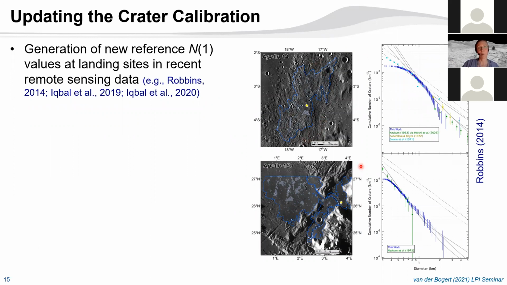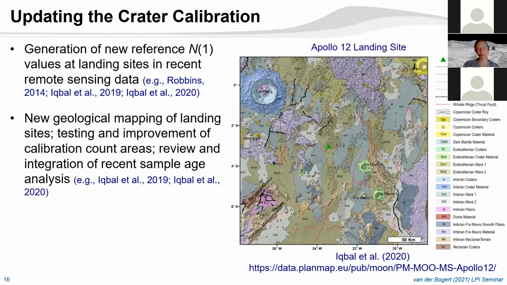One example of updating the crater calibration is the Robbins 2014 work, where he looked at the different Apollo landing sites, selected areas around them, and counted the craters anew. And Wajia, who's on the meeting today, so that's great. If there are questions later on specifically about this work, you can ask her directly.